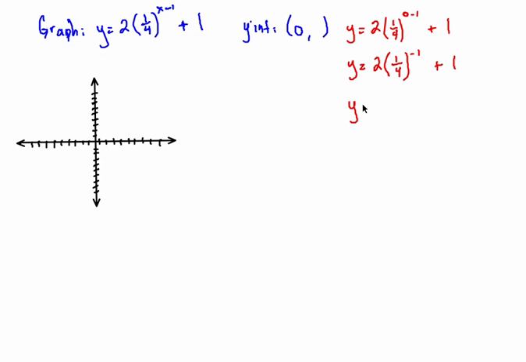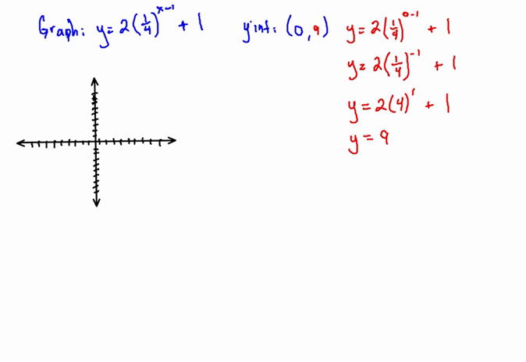So this -1 exponent here is going to reciprocate the base. So this 1/4 is going to flip over, and it's really 4 over 1, but I don't need to see the 1 there. And it becomes to the positive first power. Okay, then the last step here, 4 to the first is just 4. If I double it, I get 8. And then add this 1, we'll get 9. So y-intercept is looking to be 0, 9.